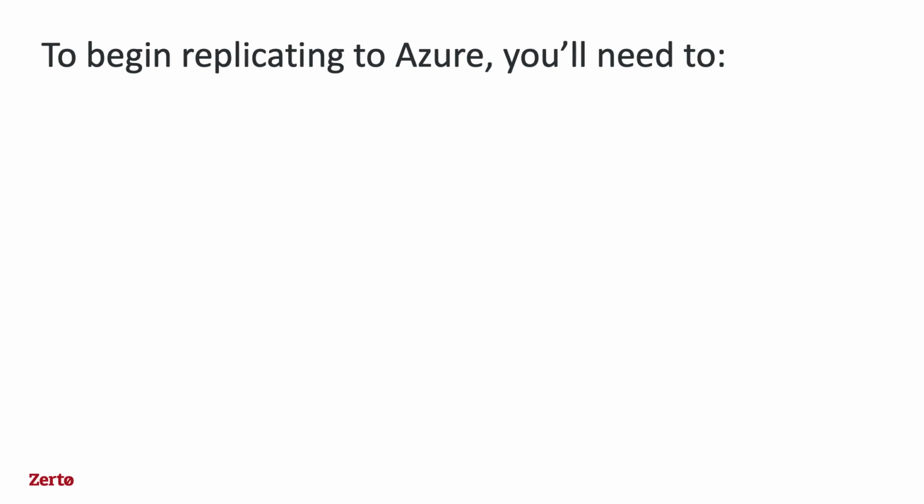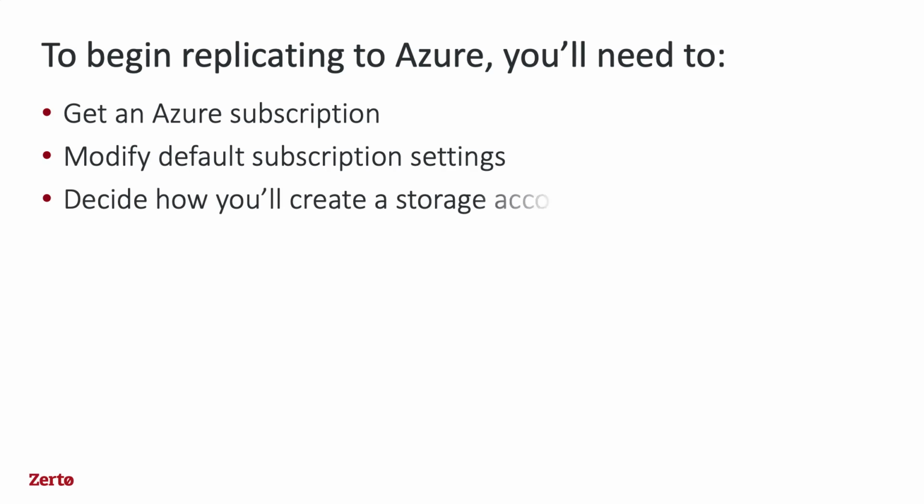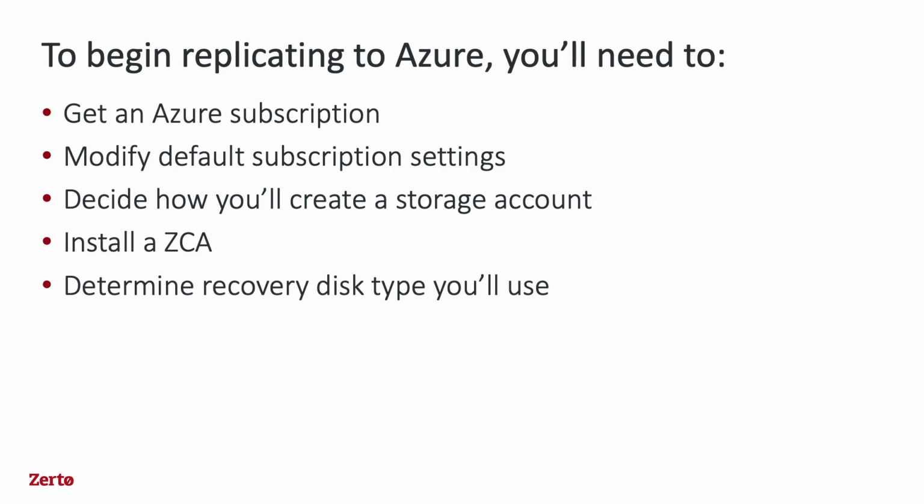Before you can begin replicating your data, there are a couple things you'll need to do in Azure. You'll need to get an Azure subscription and modify some default settings in the portal. You will also need to decide how you want storage accounts to be created and install a ZCA. Finally, you'll need to determine what types of recovery disks you'll use when you create your VPGs. Let's look at each of these in a little more detail.